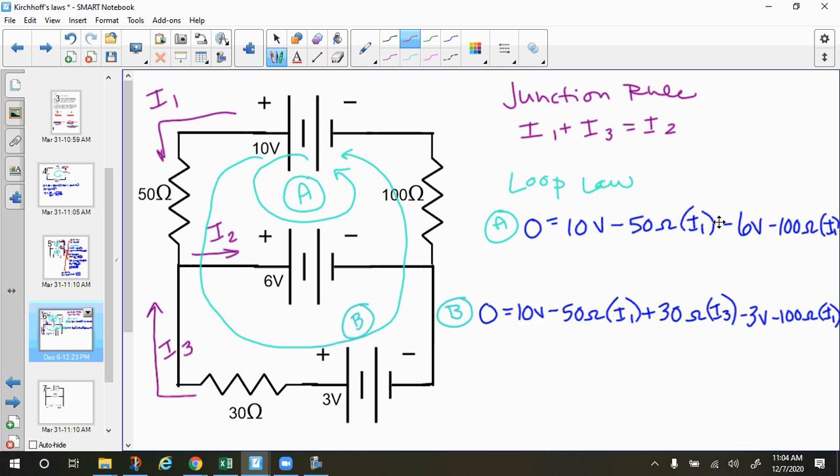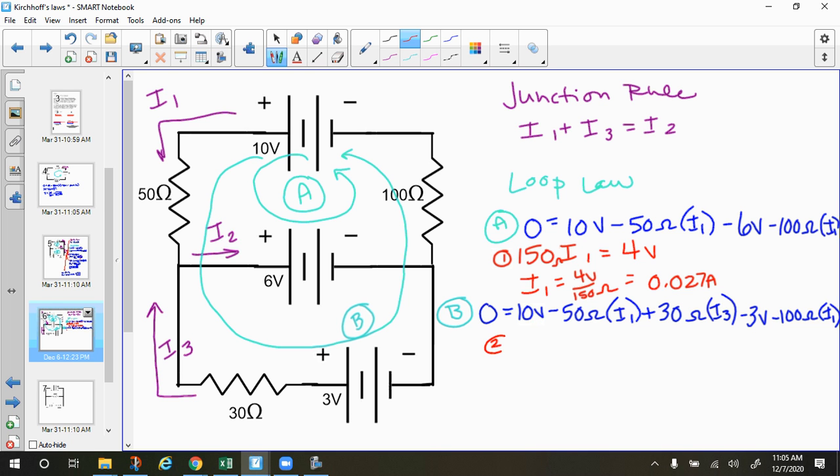So if I subtract the 6 volts from the 10, and then add the 50 and 100 and move them to the other side, I'm going to get 150 I1 is equal to 4 volts. Oh, and I forgot my little ohm. So I1 is equal to 4 volts over 150 ohms. And that gives me 0.027 amps. And then I can plug that in down here. So this is step 1 here.